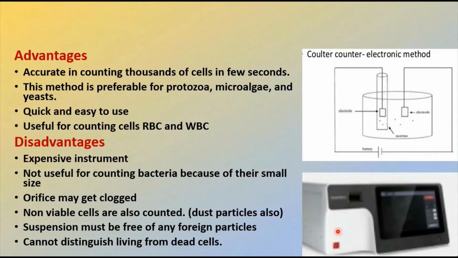Then coming to the disadvantages, this counter is an expensive instrument and not useful for counting bacteria because of their small size, and sometimes the orifice may get coagulated, and non-viable cells are also counted. Even dust particles, for example, are also counted. The suspension must be free from any foreign particles, and we cannot distinguish living from dead cells here. In all the types of direct method, we cannot distinguish the live cells from the dead cells, so we count the total number of cells.